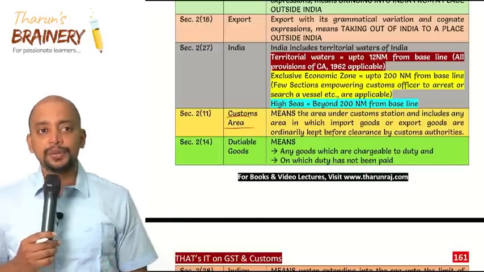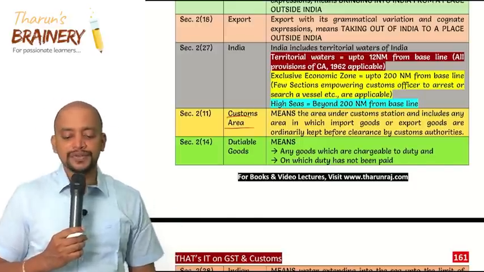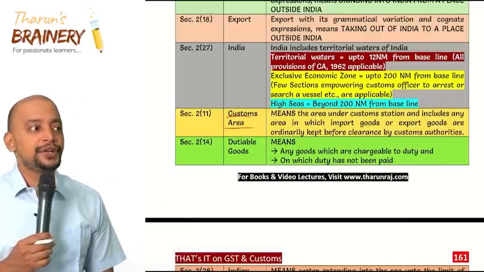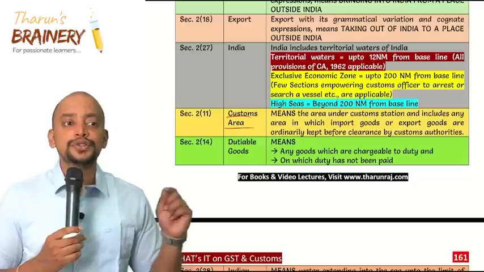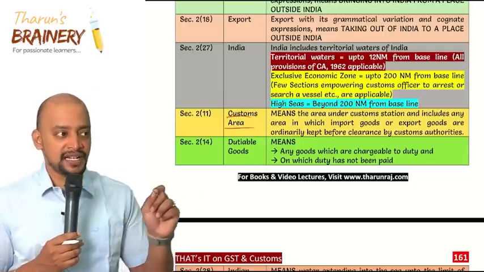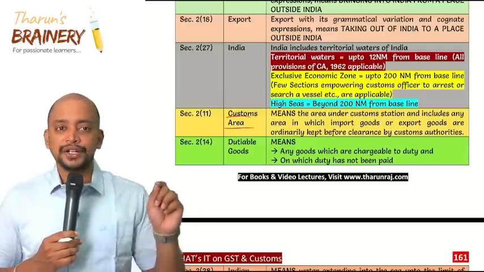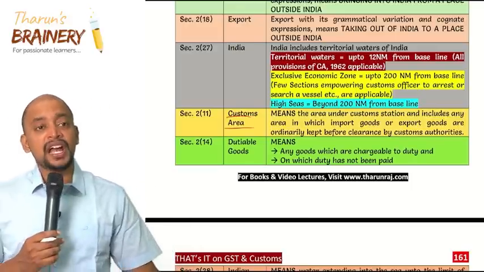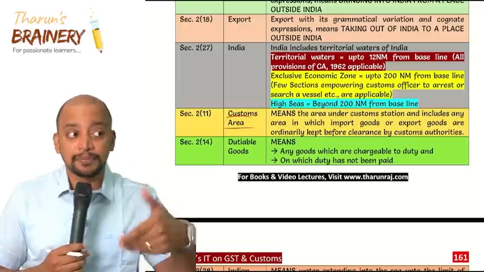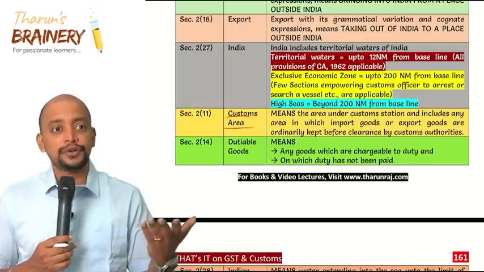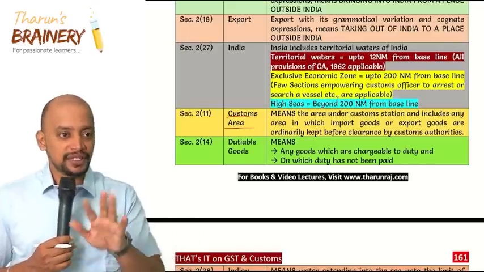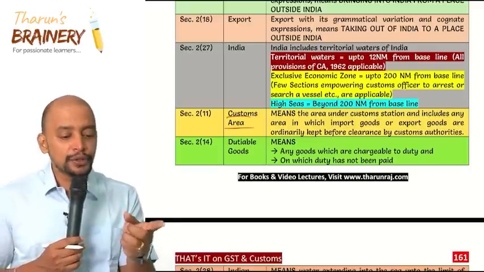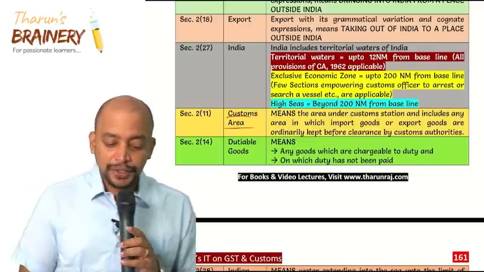Then dutiable goods. Dutiable goods means any goods which are chargeable to duty. How do you know whether it is chargeable to duty or not? You need to check the Customs Tariff Act. If those goods are covered under the Customs Tariff Act 1975, those goods are called dutiable goods. Goods which are chargeable to duty, on which duty has not yet been paid. Upon payment of duty, it will become what? Duty paid goods. Dutiable means levy is there, but you have not yet paid. The moment you make the payment, it will become duty paid goods.